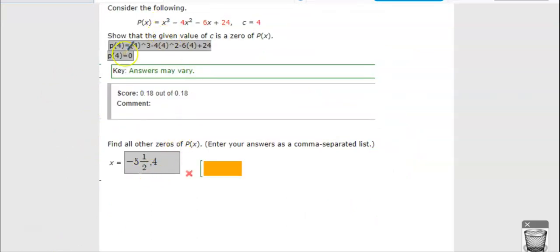All right, this one right here, your work is fine. I would use synthetic again. There's nothing wrong with what you're doing, plugging 4 in. But again, synthetic division is the exact same thing as what you're doing. And it tells you c is 4. So you bring 1 down and then multiply, add, multiply, add, multiply, add. So 4 times 1 is 4. Add, you get 0. 4 times 0 is 0. Add. 4 times negative 6 is negative 24. And add, and you get a 0.